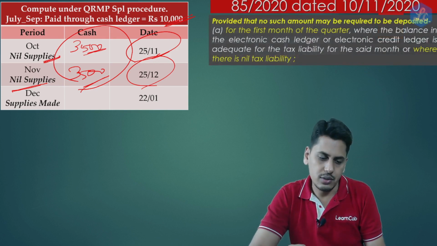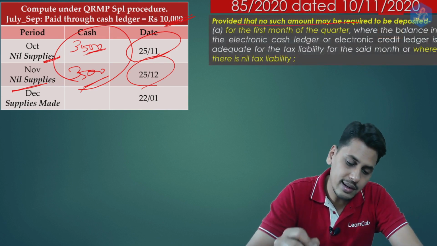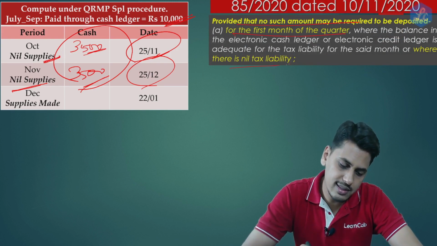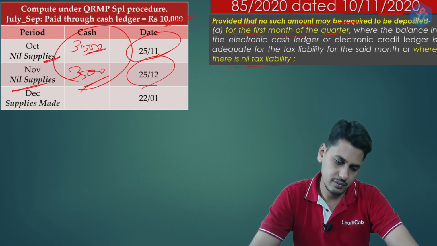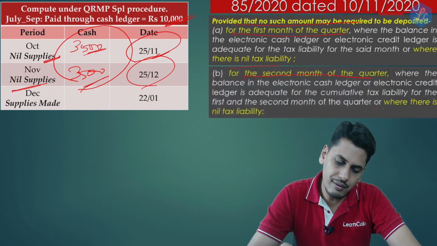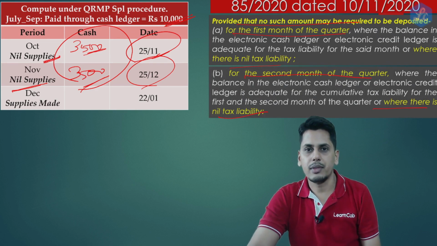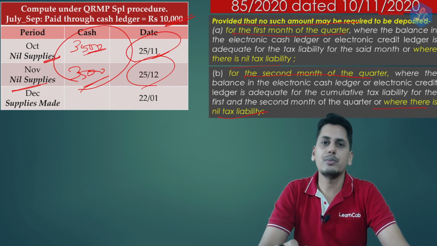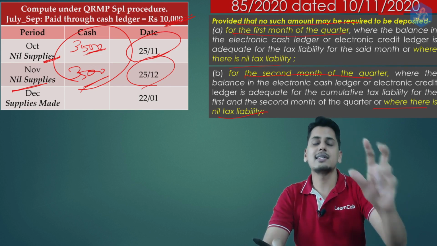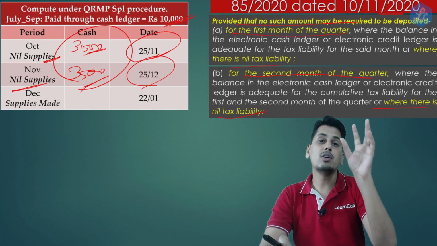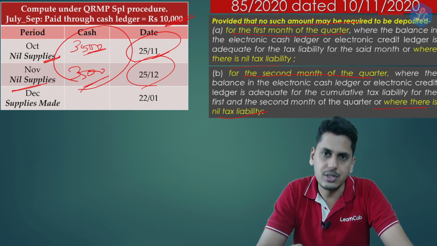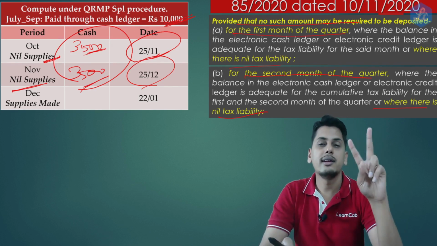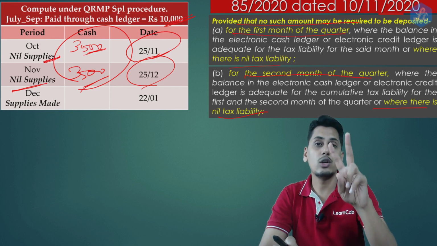Do we have any relaxation over here? It says, provided that no such amount may be required to be deposited for the first month of the quarter where there is nil tax liability. Similarly, for the second month of the quarter where there is nil tax liability. So friends, we have learnt two things. We know there's a special procedure for the first and the second month. On a fixed sum method, you need to deposit certain amounts in the electronic cash ledger. However, the deposit would not be required in two scenarios.